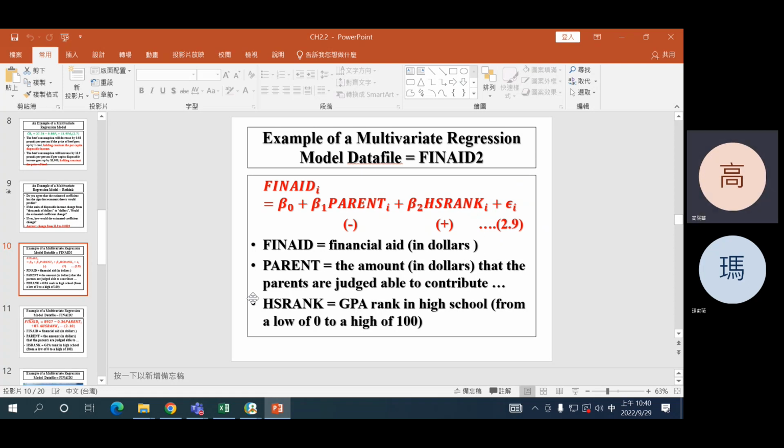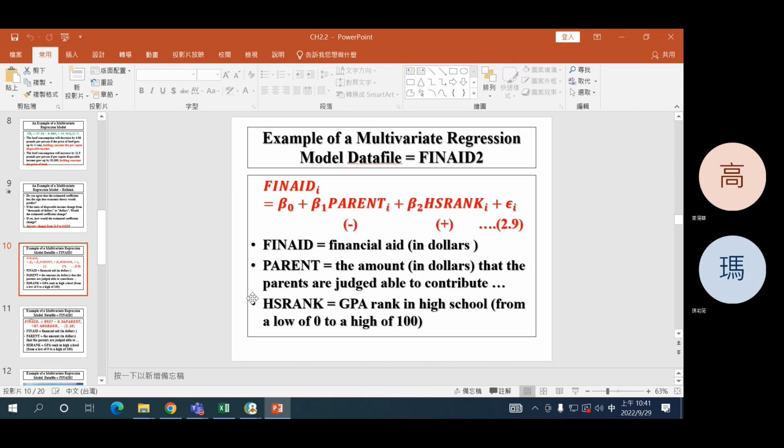Okay. The Y variable is financial aid in dollars. Remember, when you see the data, the measurement unit is very important. Always make sure to check what the measurement unit is. So this financial aid is in dollars. This is the Y variable, and according to the theory, the financial aid will depend on two variables.